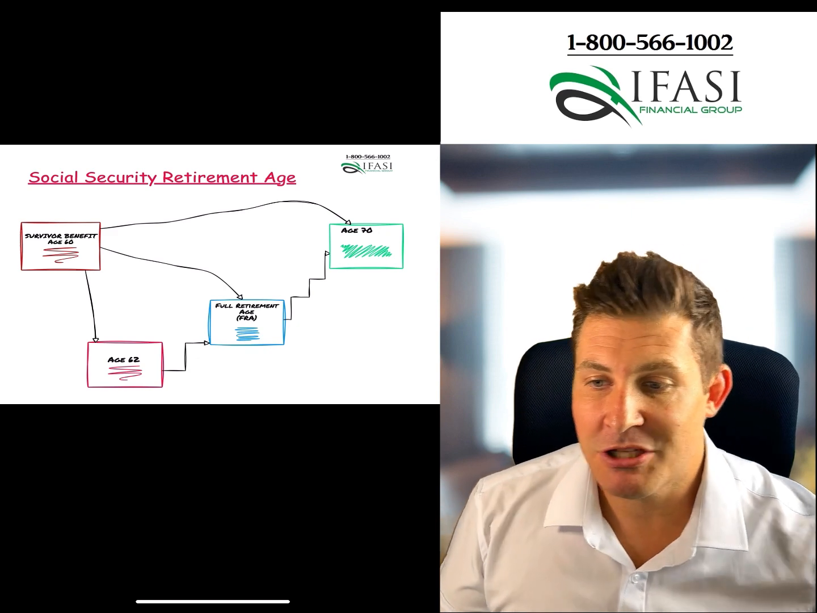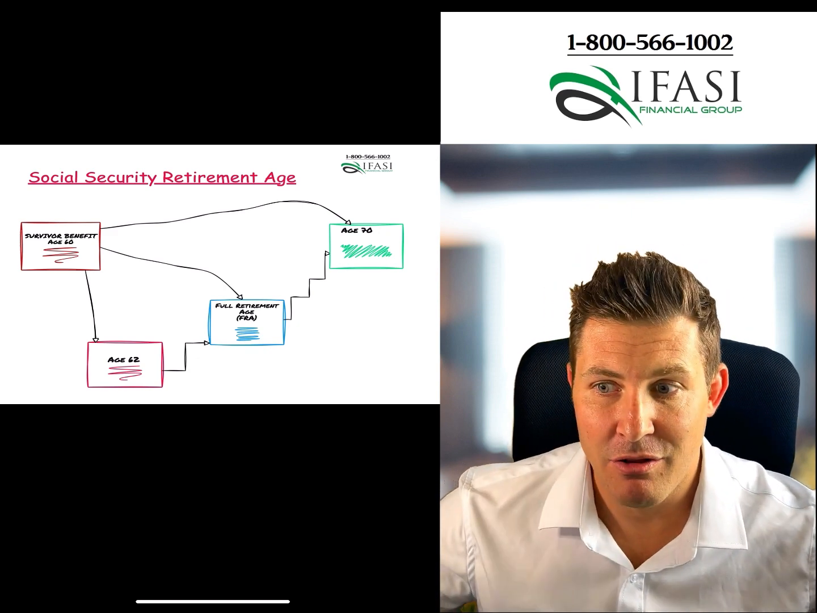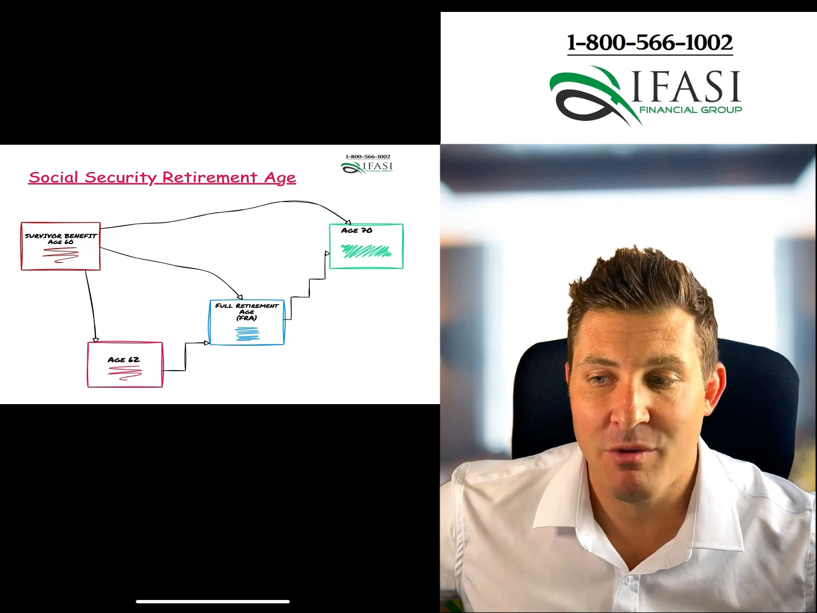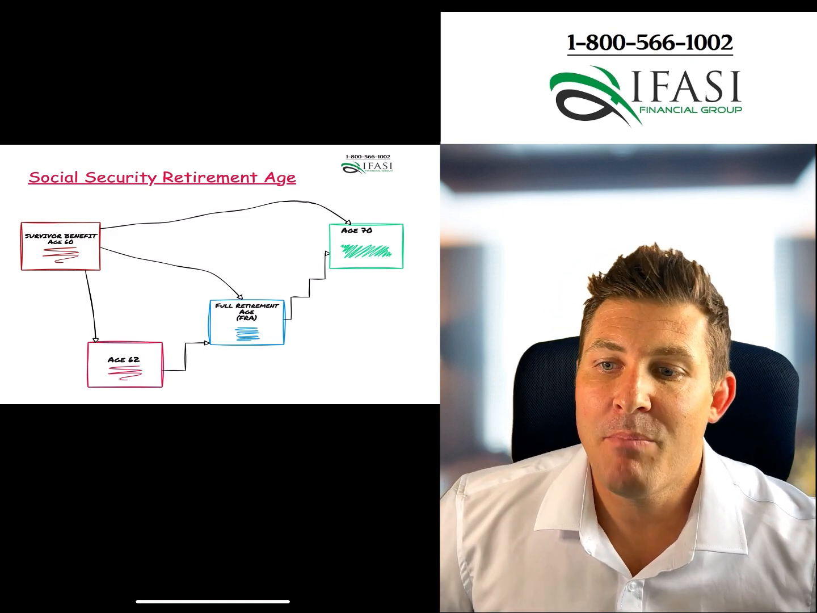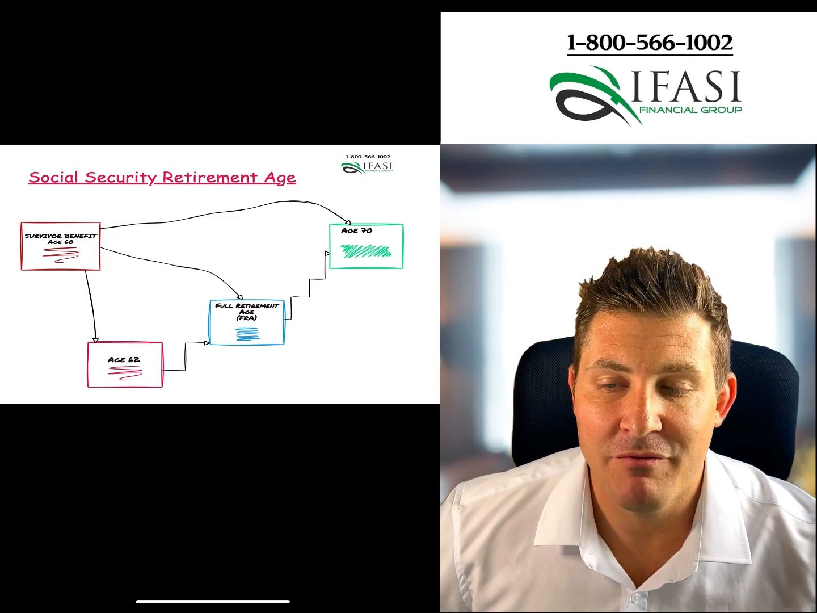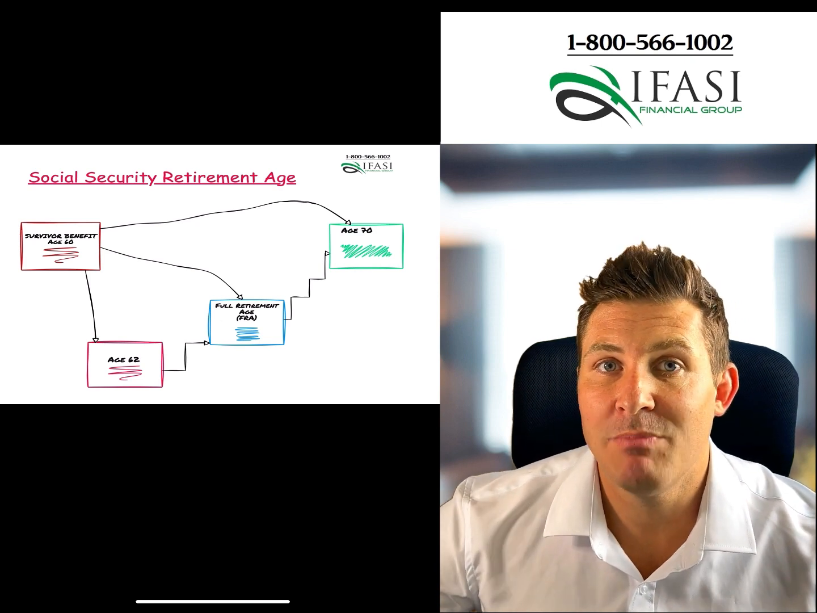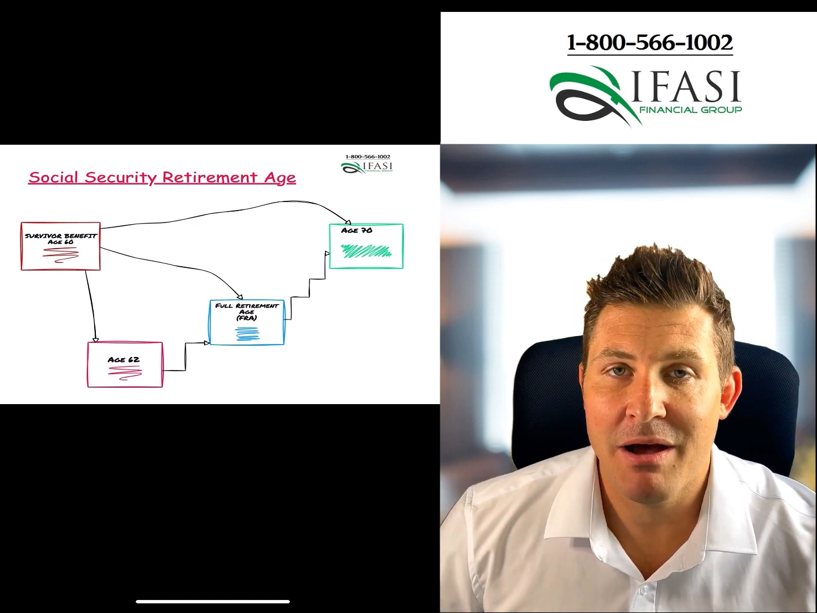So be mindful. It's typically that 62 to 70 scale. The longer that you wait, the more beneficial it would be. But where it's unique regarding survivor benefits is an individual can ultimately double dip. What do I mean by that?